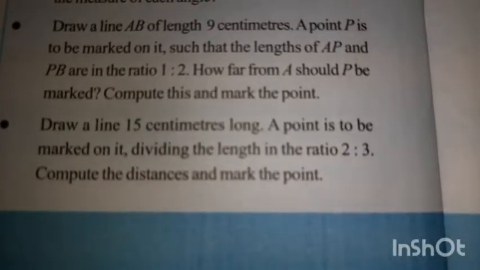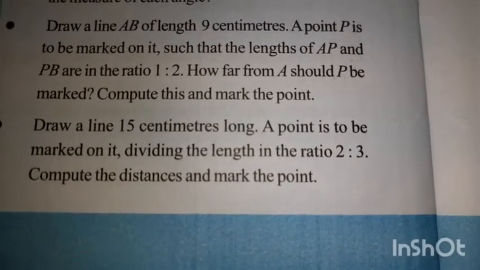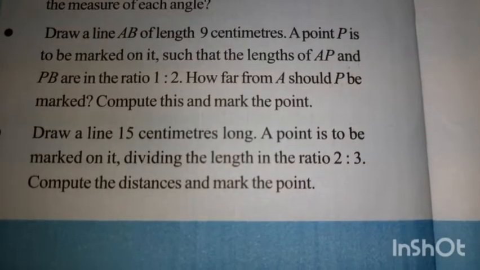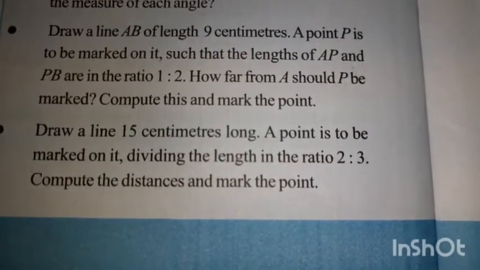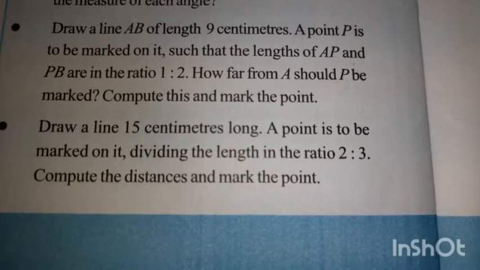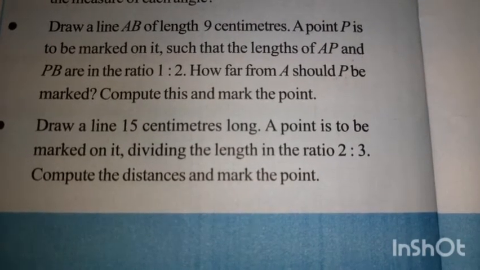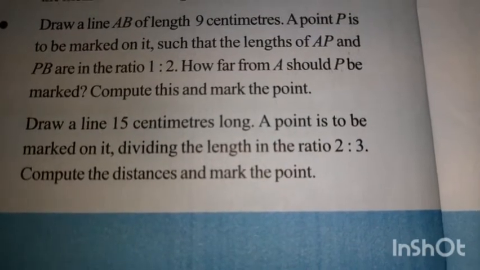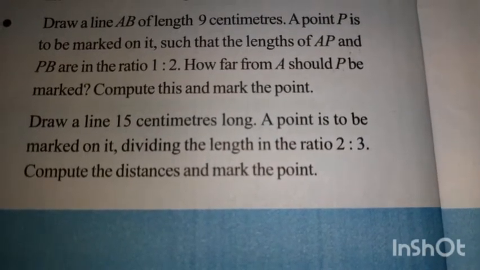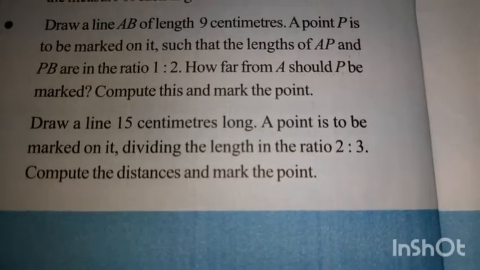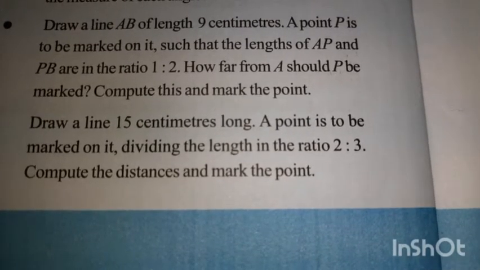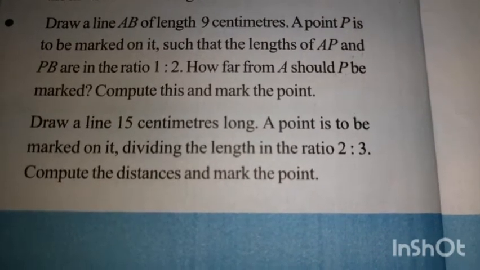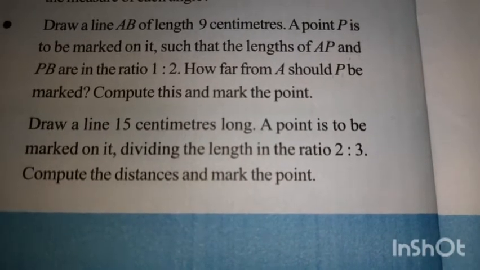Draw a line AB of length 9 centimeters. A point P is to be marked on it such that the lengths AP and PB are in the ratio 1 is to 2. How far from A should P be marked? Compute this and mark the point. First of all, you have to draw it. Draw a line of 9 centimeters. You draw a line AB.